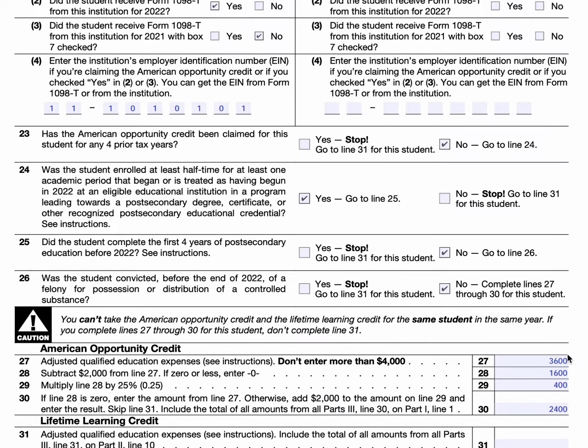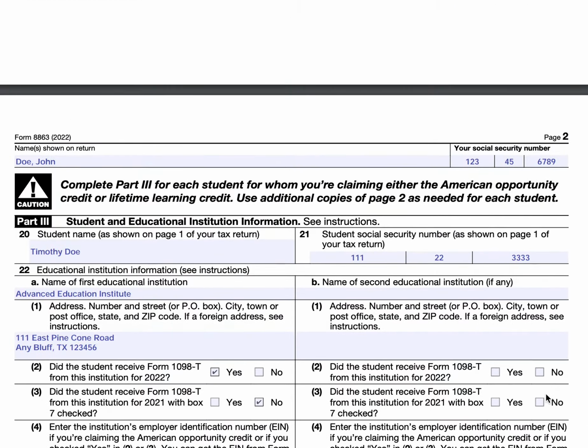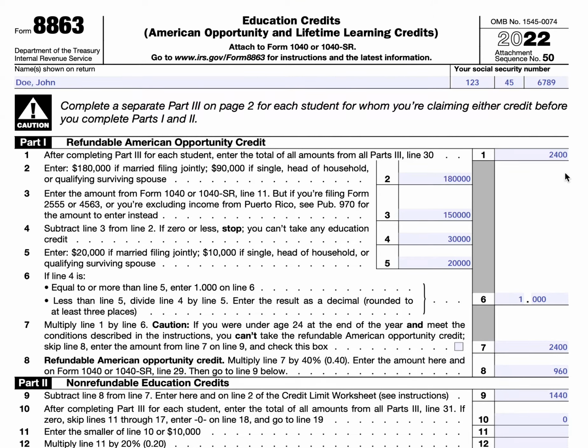So in line 27, we put in $3,600. Line 28 forces you to subtract $2,000 from that amount. You multiply it by 25%, and then you add back $2,000 to this amount. You'll skip line 31 because you can't take the American Opportunity Tax Credit and the Lifetime Learning Credit for the same person in the same year. So you'll sum all of these up. If you had multiple versions for multiple students, you would put all of this stuff on part 1, line 1. So this $2,400, we're now going to carry it up here.